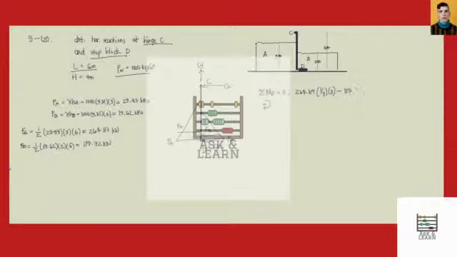Now I will simplify part B of this problem. So in part B, I will use the formula KET is equal to 1 by 2 IT squared.